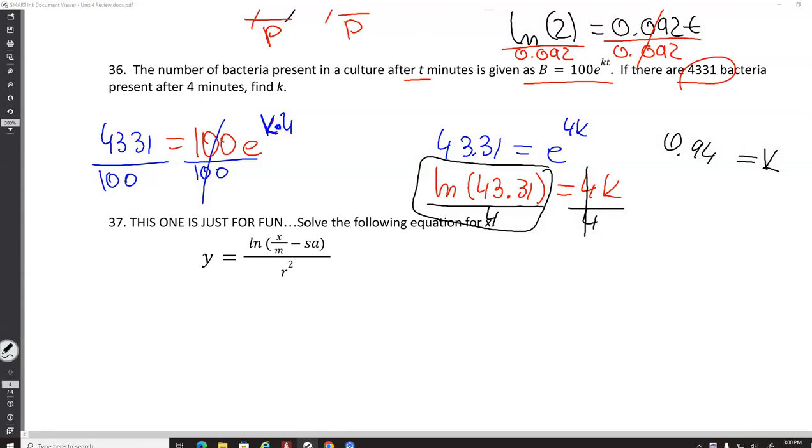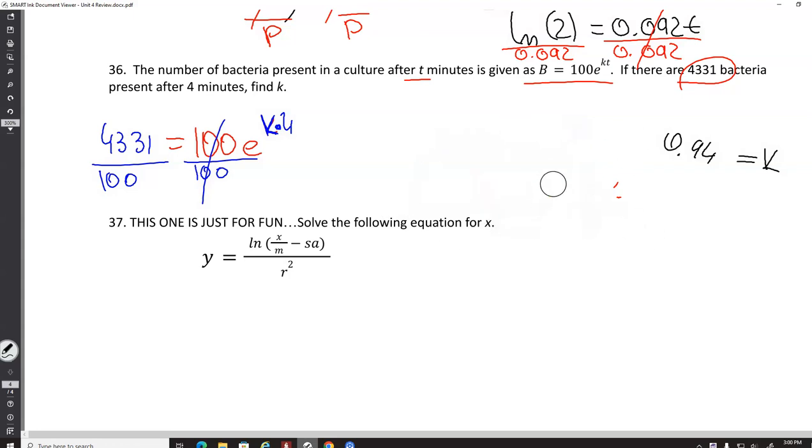All right, and then the last one, this one is just for fun. Solve the following equation. All right, so you're solving for x, okay? So first, I want the ln to be by itself right here, okay? Before I can turn it to an e. But before I do that, I gotta get rid of this r squared on the bottom. So to do that, I'm gonna multiply by r squared. If I do that to the right, I gotta do it to the left to get rid of the fraction, okay?